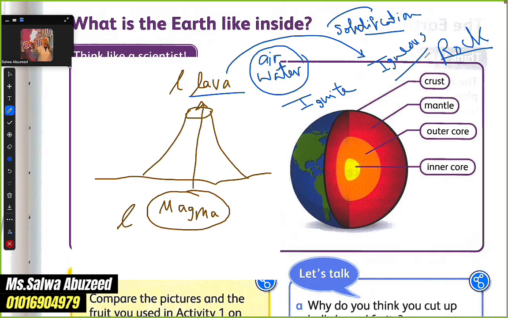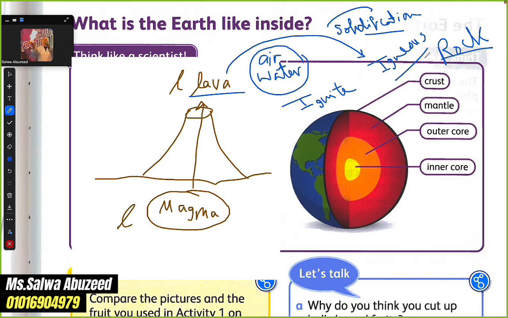Now, as we took in the first term, we have in and ex. In means something inside and ex means something outside. Examples? If I say inhalation, that means air going inside. Exhalation means air going outside. And if I say internal organs, that means organs that are inside. External means organs that are outside.